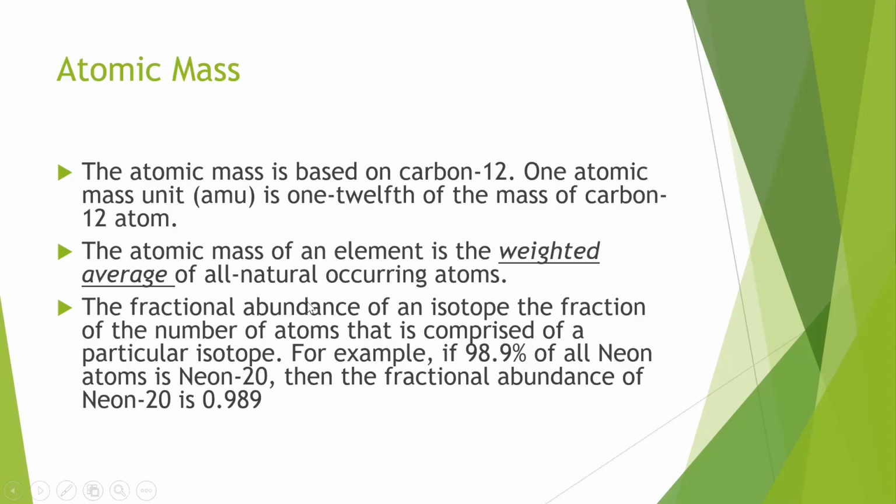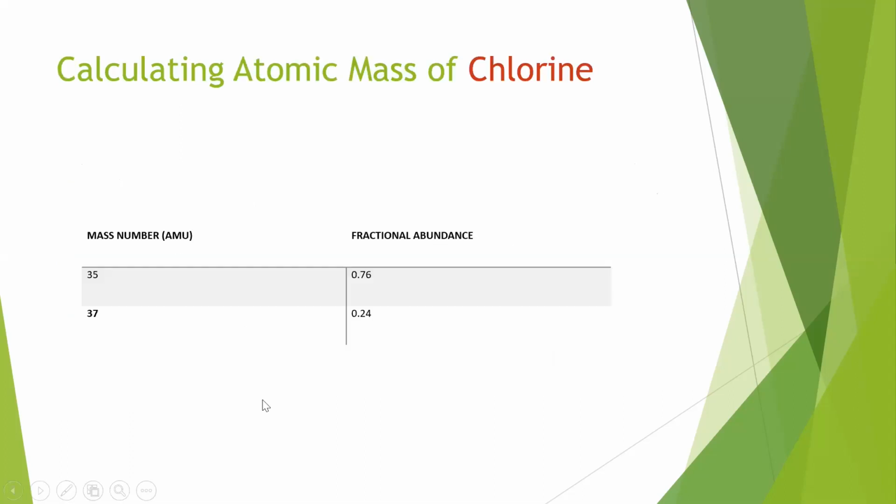The fractional abundance of a substance is the proportion that it is found in nature. For example, if 98.9% of all neon atoms are neon-20, then the fractional abundance is 0.989. It takes that percentage and converts it into a decimal. That's all it does. The decimal tells us how big the occurrence of neon-20 is: 0.989 of it.